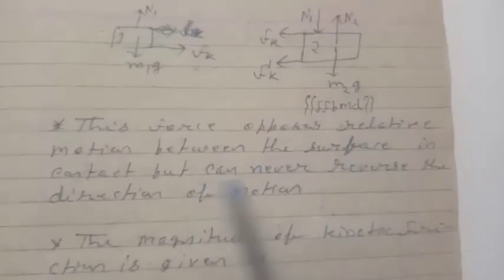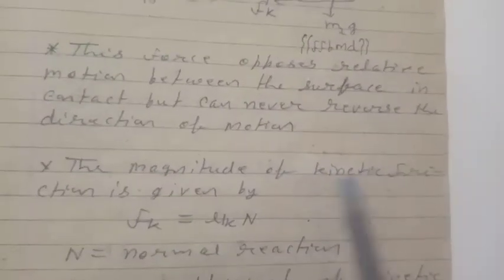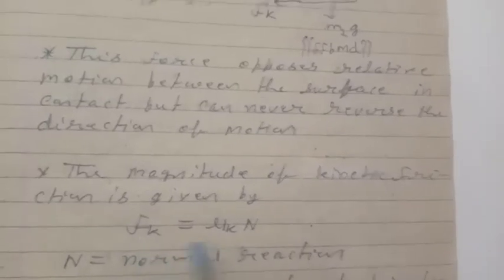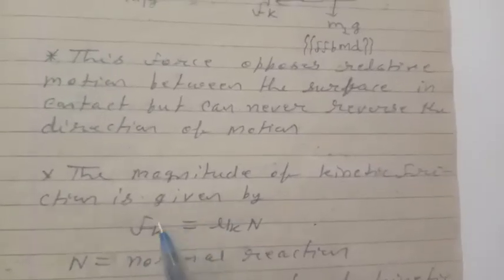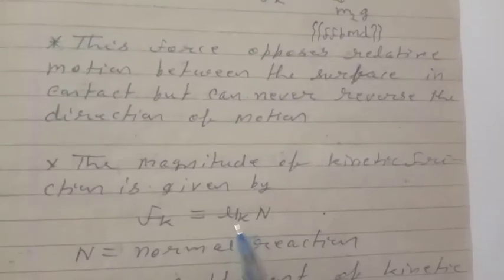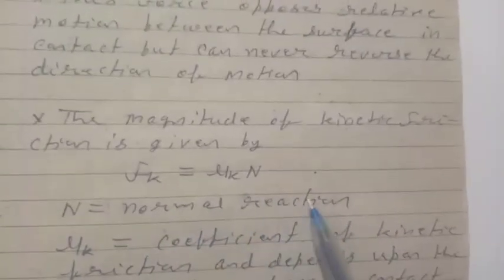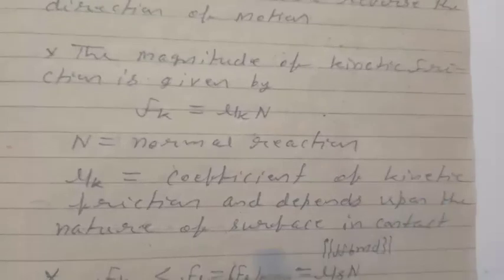This force opposes relative motion between the surfaces in contact, but can never reverse the direction of motion. The magnitude of kinetic friction is given by Fk equals mu k into N. Here k is for kinetic; you can also write just F, but then you have to remember that this F represents kinetic friction. For convenience we have written Fk, and the coefficient of friction we have written as mu k, the coefficient of kinetic friction. Fk equals mu k N, where N is the normal reaction or normal contact force, and mu k is the coefficient of kinetic friction, which depends upon the nature of the surfaces in contact. Coefficient always depends on the surfaces in contact.